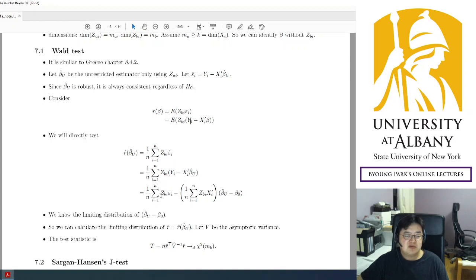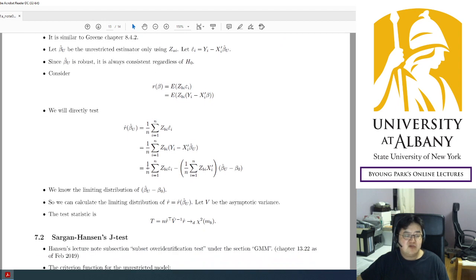The covariance can be calculated this way. Multiply them and take expectation, which is replaced by the sample average, and now you may expand this to this. Then what you need to do here is derive its limiting distribution. So its limiting distribution can be derived.